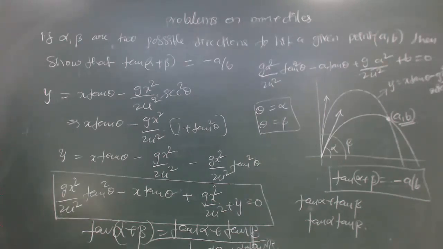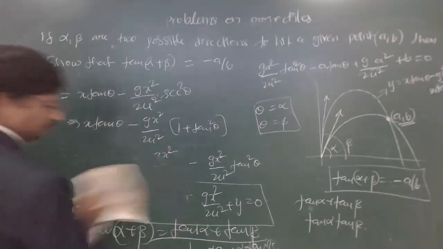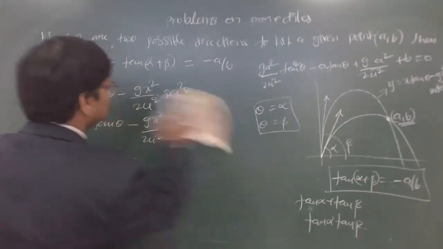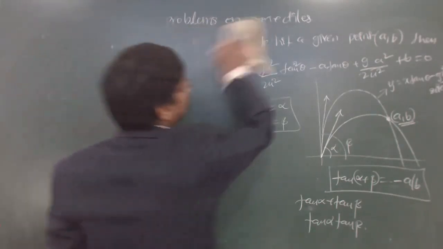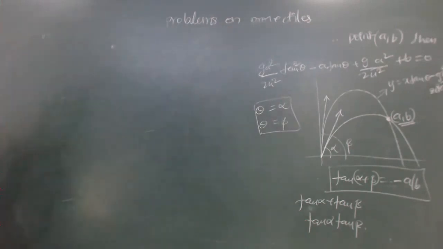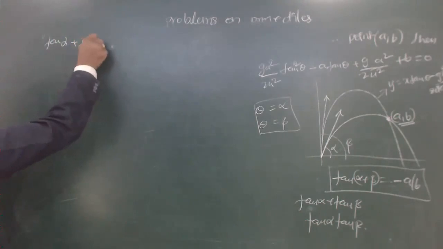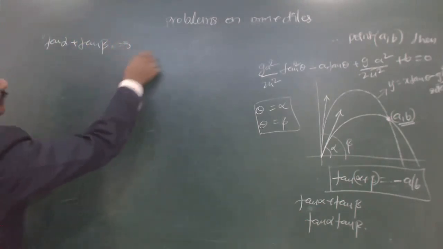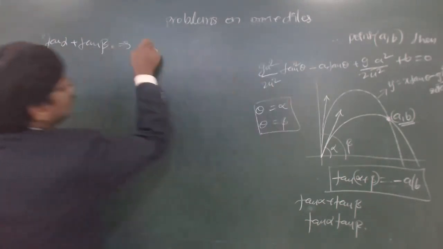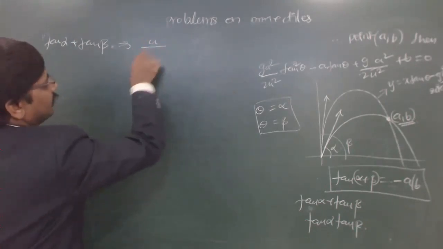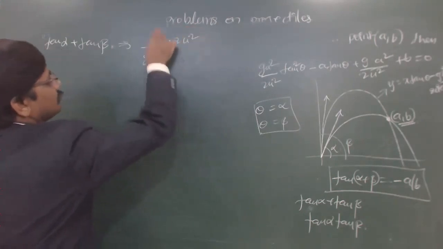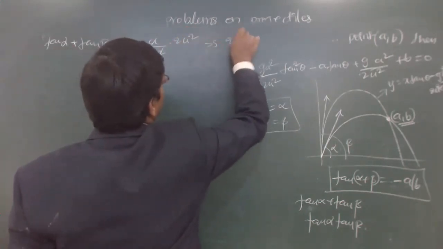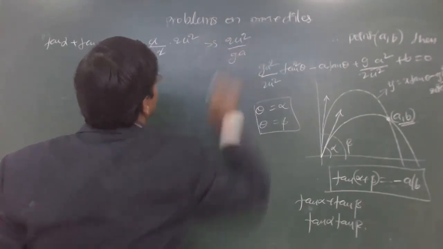Got it? Okay. So from this relation, tan alpha plus tan beta, which is the sum of the roots, is given as minus b by a, that is minus of minus is plus, divided by g a square by 2u square. So this a will cancel and we get 2u square by ga. So this is the sum of the roots.